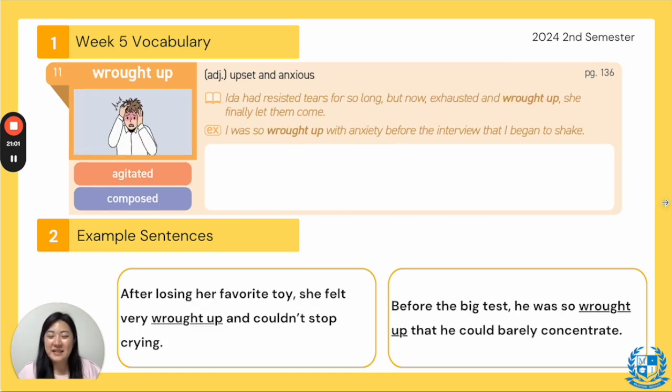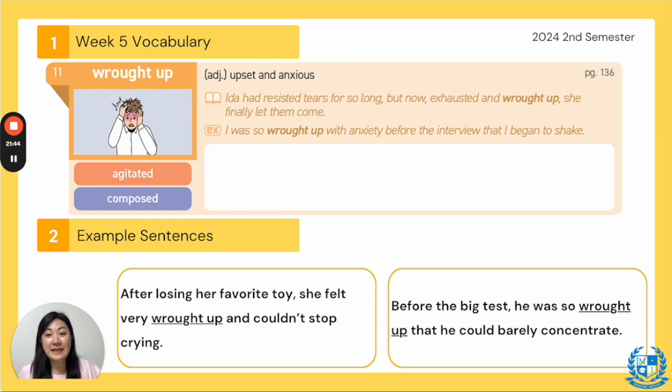Number 11, the word is wrought up. Wrought up. The synonym is agitated, and the antonym is composed, meaning calm. This is an adjective, and it means that you are upset and anxious. You're like, oh, I don't know what to... In the book, it says, Ida had resisted tears for so long, but now, exhausted and wrought up, she finally let them come. So she's been trying to not cry this whole time, but now she was so tired and upset and anxious that she finally was able to tear up and cry.